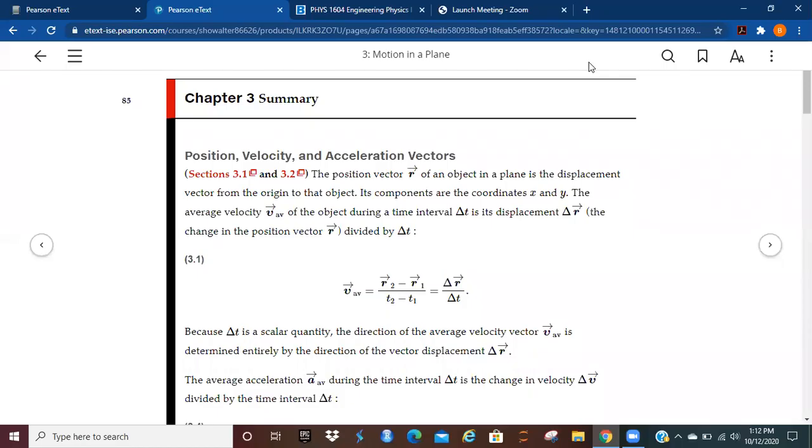Hello, and now we will be discussing Chapter 3. We'll go through sections 3.1 and 3.2, and then we'll go through the other sections a little later on in different recordings.